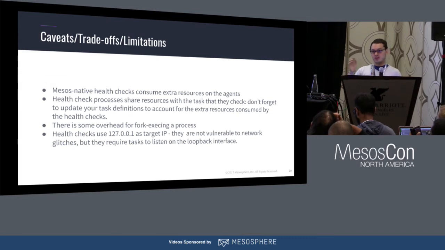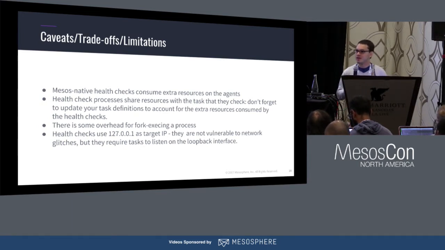They always connect to localhost in the case of HTTP and TCP checks, so your application must always listen on localhost. The advantage is that they are not vulnerable to network glitches or stuff like that, but you have to make sure that your application listens on that IP. And because Mesos will fork processes to run those checks, it includes some overhead. Again, you have to plan for that and make sure that your agents have enough capacity for that.